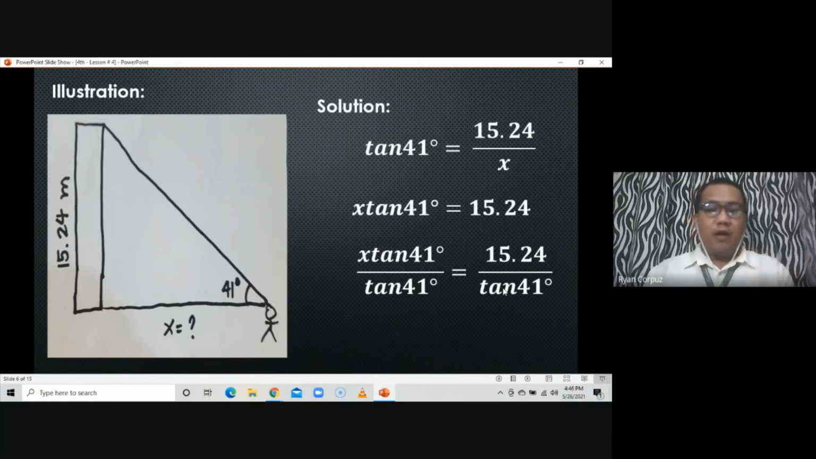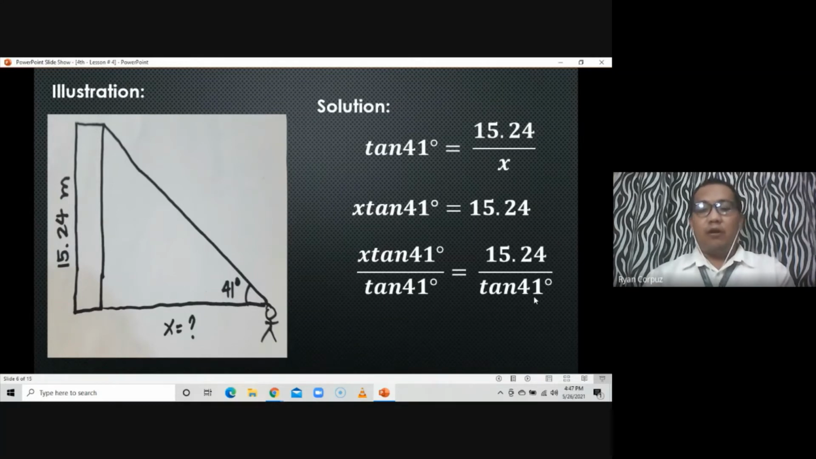So let's do the long way. It's just like this. Una, press 15.24. Then press divided by, then press tan, and the symbol for tangent is T-A-N. Then press 41, then press DMS, yung degree sign. So, ayun yung symbol for DMS. So, press that, then press equals.